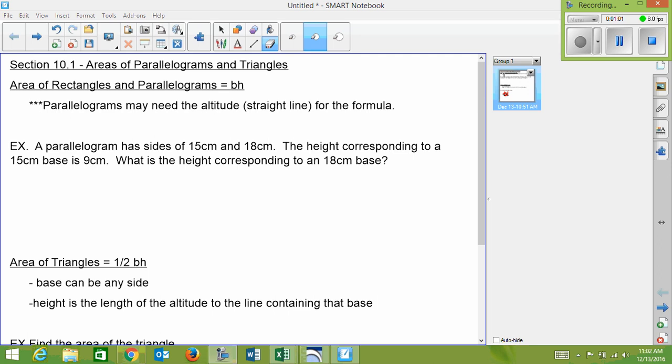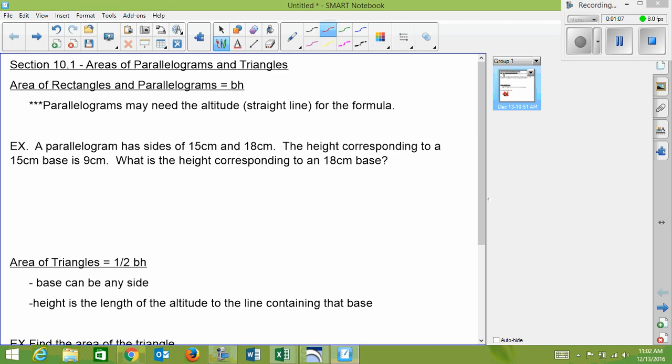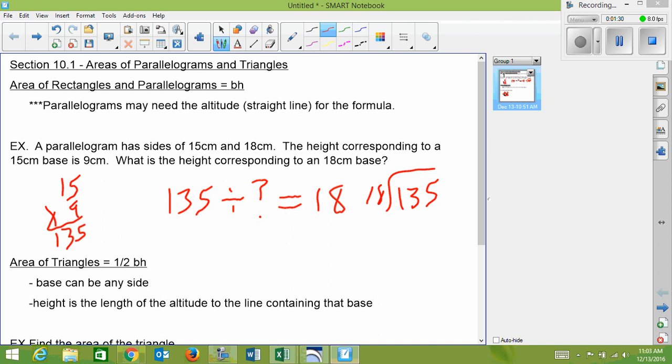The height corresponding to the 15 centimeter base is 9. So then if you used 15 and 9 to find the area, it would be 135. So 135 divided by, we don't know, has to equal the 18, because it has to equal the same area no matter which base and height you would use. Okay, so if you just take 135 and divide it by 18, it doesn't come out real nice, but it will come out right here. 7.5 centimeters is my answer.